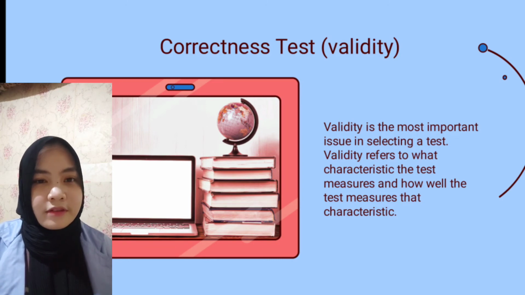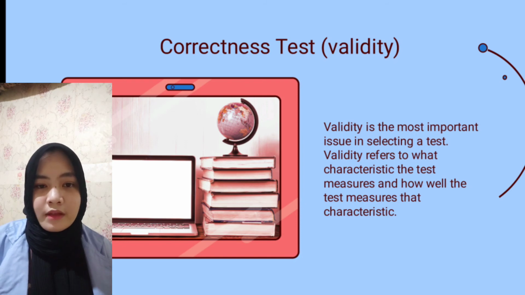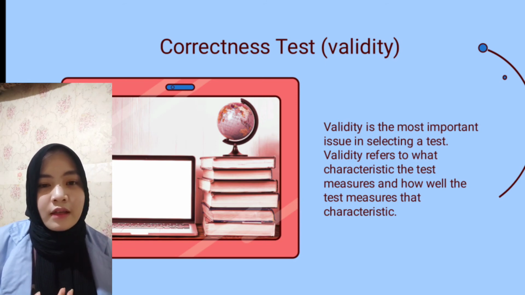So next is about the fourth task, validity. Validity is the most important issue in selecting a task. Validity refers to what characteristic the test measures and how well the test measures that characteristic. It is important to understand the differences between reliability and validity. Validity will tell you how good a test is for a particular situation, and reliability will tell you how trustworthy a score on that test will be.